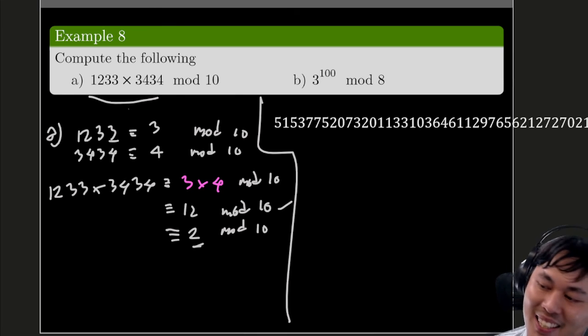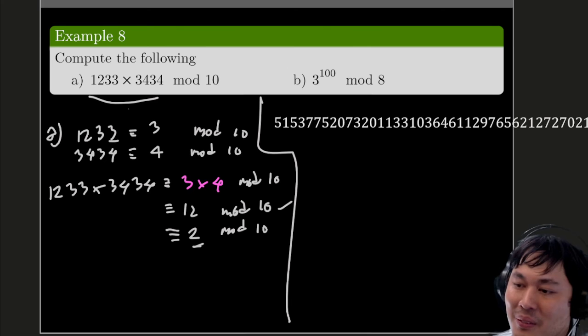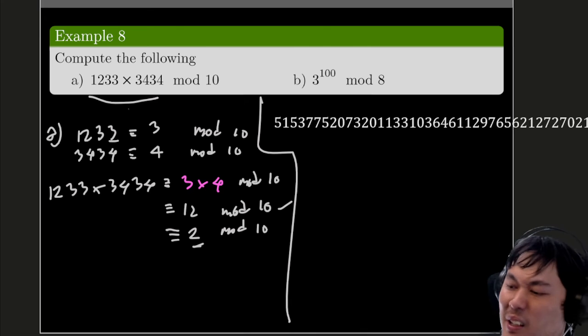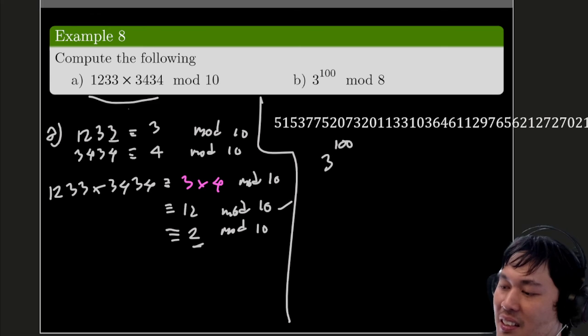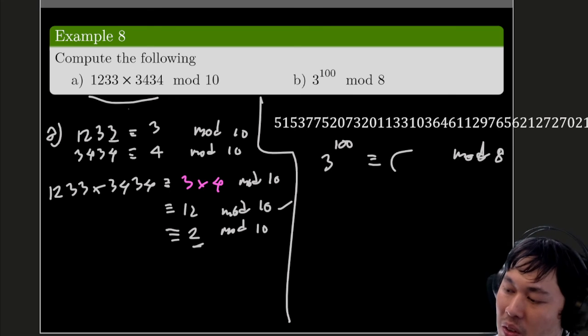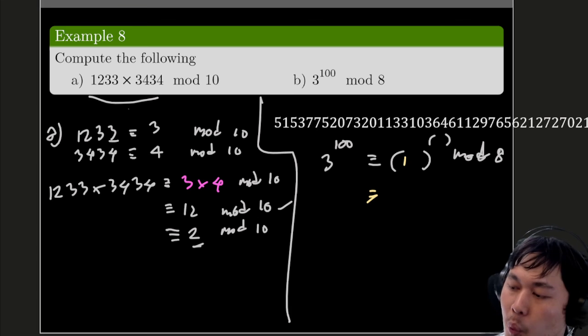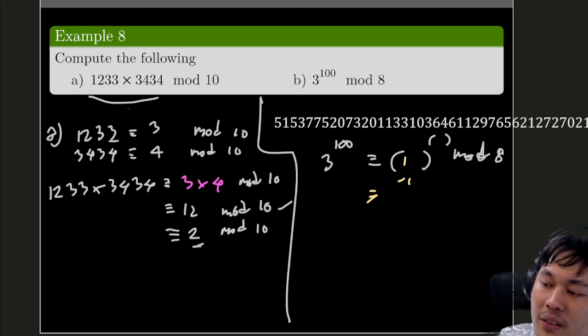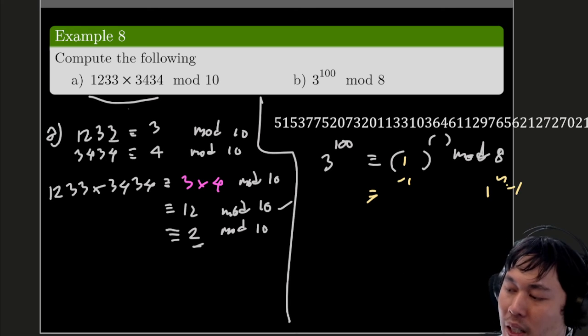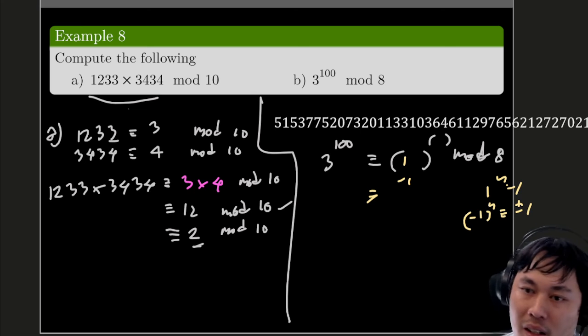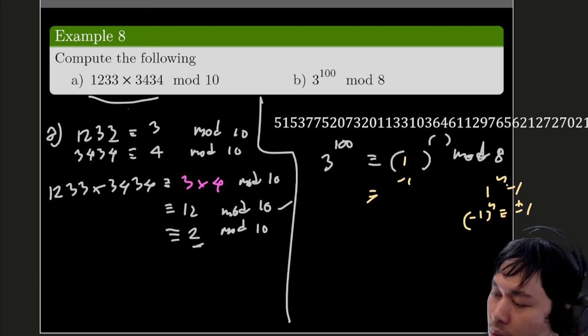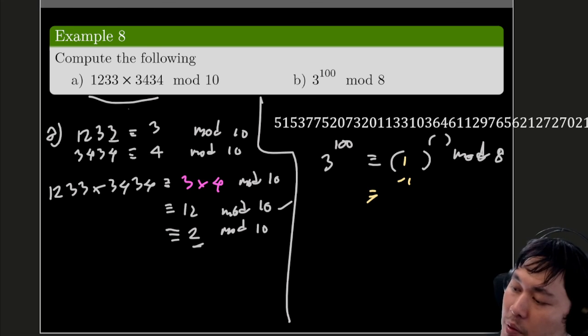But what about B? You're going to multiply things 100 times? No, right? The idea is we want to simplify that to something smaller. And hopefully this will be like 1 or minus 1. If it's 1 to some power, it's always 1. If it's minus 1 to a power, then it's plus or minus 1, depending on the exponent. So let's see if we can simplify that.